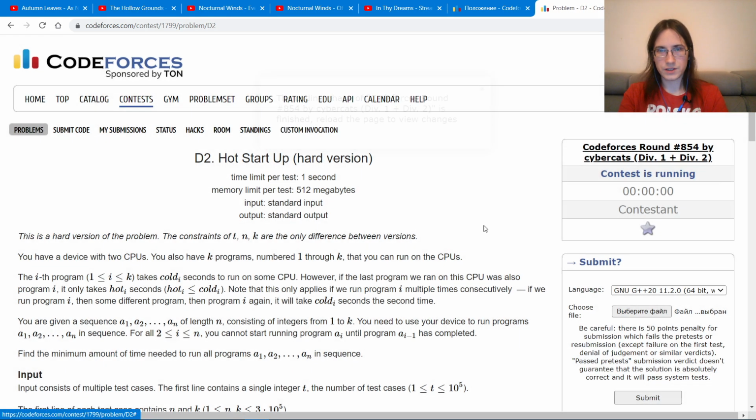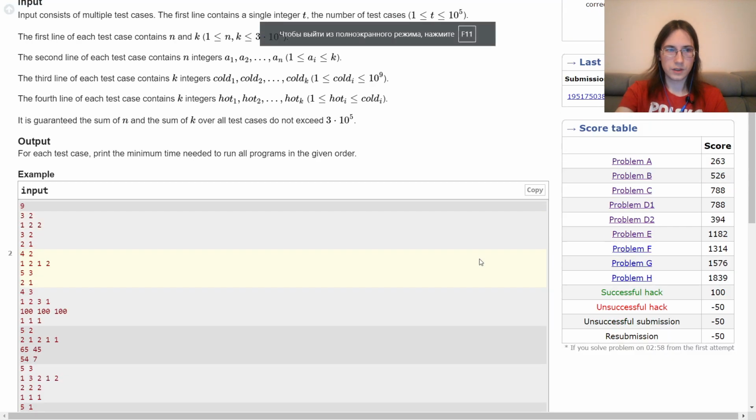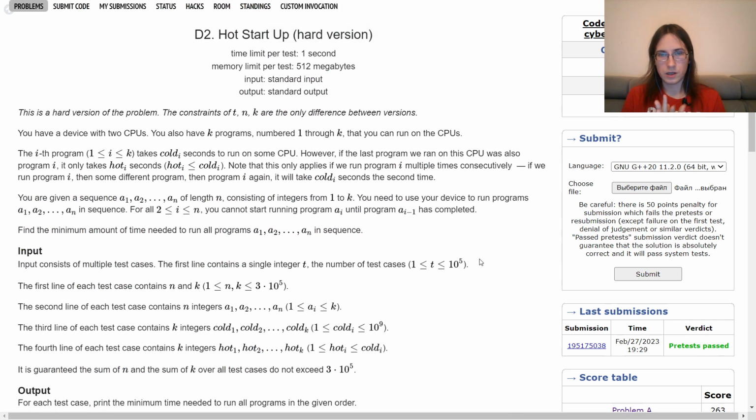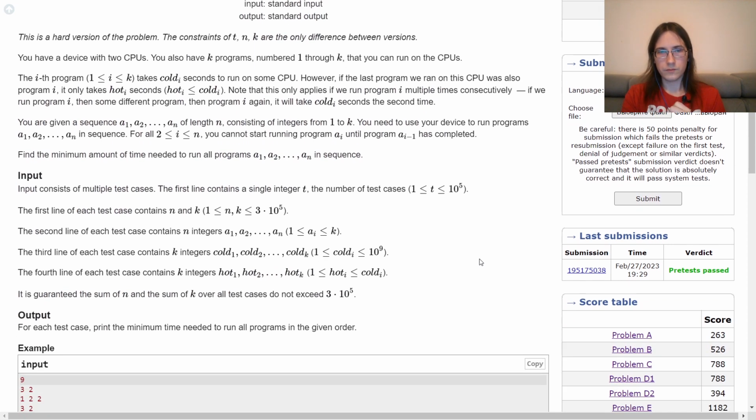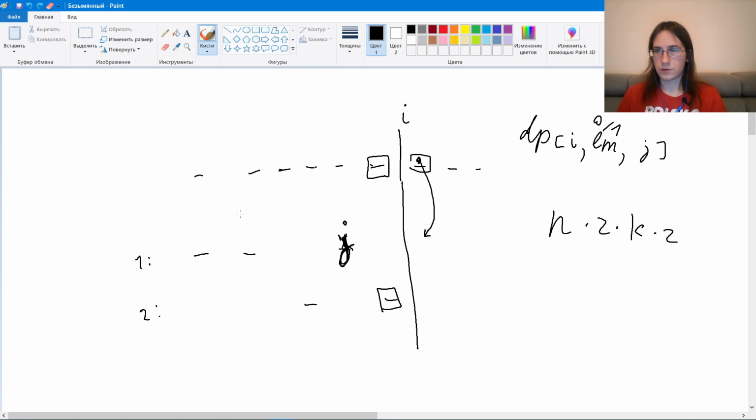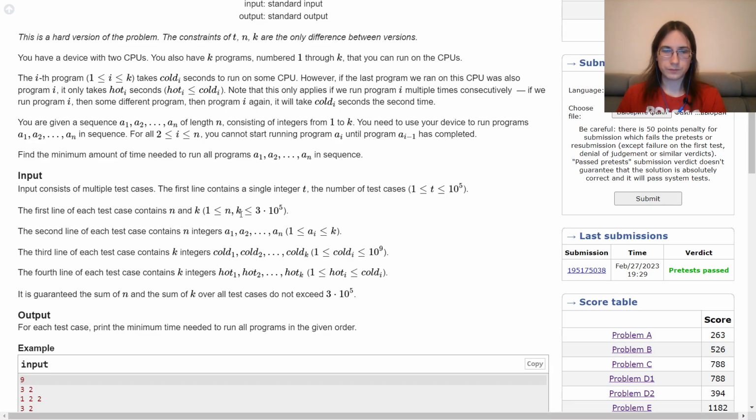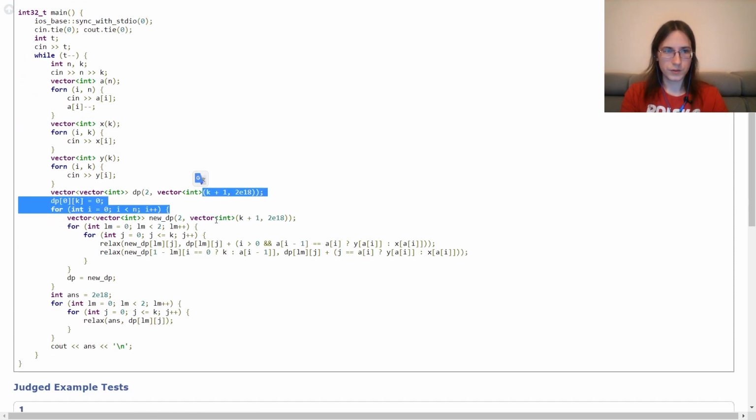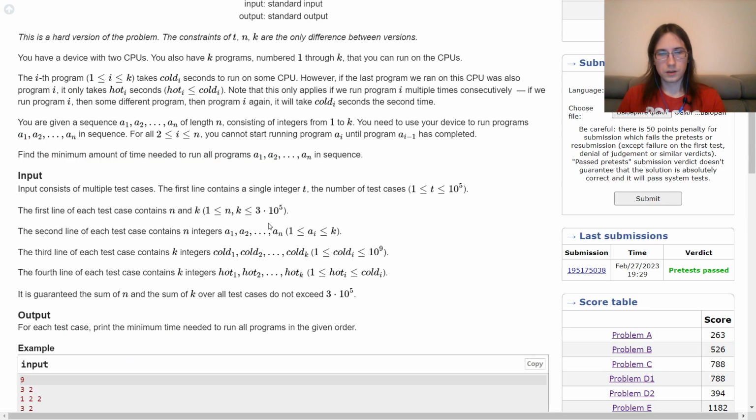Now, let's discuss the hardware version. The hardware version is exactly the same, but now the constraints are just much bigger. So we want to make a solution faster than n squared, or nk in our case. Our solution works in O of nk, as you can see here, up to n, up to k. We want to make it much faster.